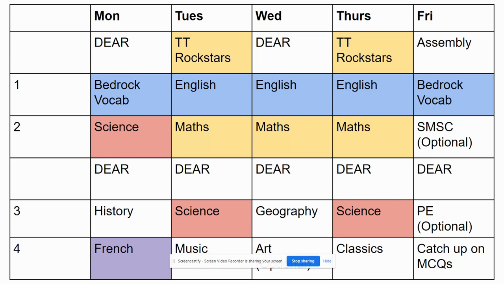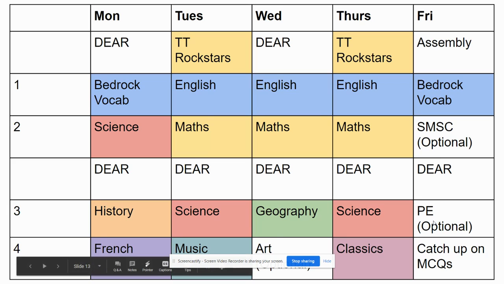French is 1 hour a week, again with an MCQ, as well as history being 1 hour a week with an MCQ. Geography, most important lesson of the week that they'll be doing, of course, 1 hour a week with an MCQ, as well as music, 1 hour a week with an MCQ, and classics, 1 hour a week with an MCQ. Now you can also see that art, SMSC, and PE are also timetabled here. They are, however, optional subjects for you to undertake.